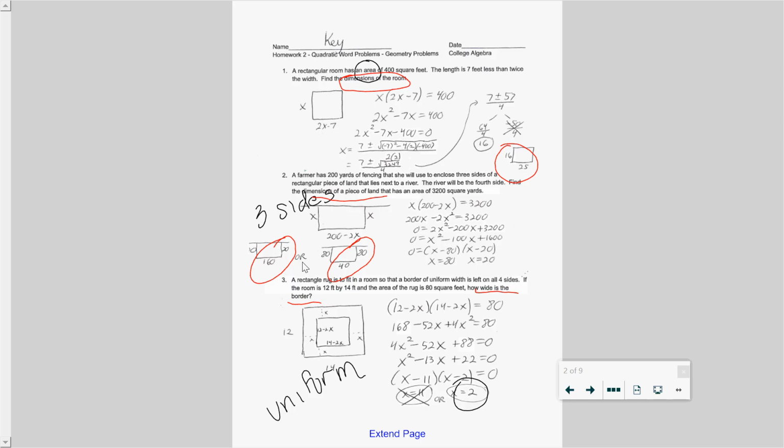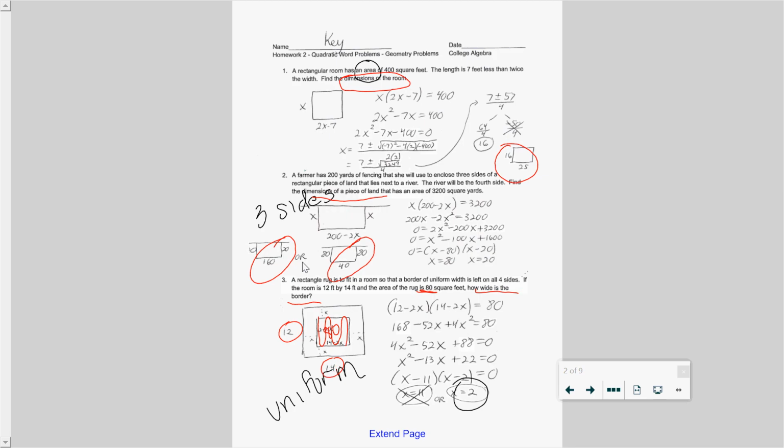3. Okay, so 3. You got to read it and decide, is it an inside or is it an outside? A rectangular rug is to fit in a room so that the uniform width is left on all 4 sides. If the room is 12 by 14, that is given outside, 12 by 14. And we know that the area of the rug is 80. So 80 is just that rectangle.